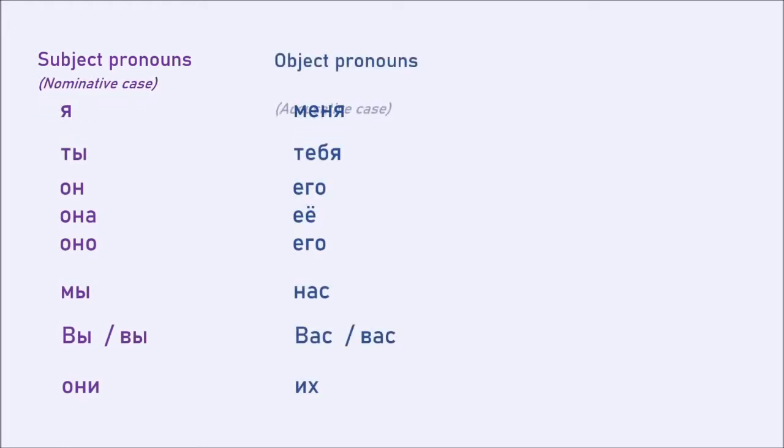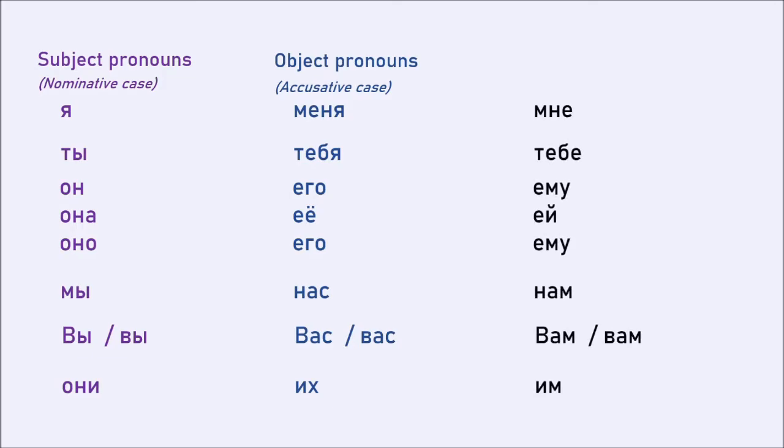You should be happy with this list of words, pronouns already. Now for the indirect object pronouns, also known as the dative case, here is the list. Мне, тебе, ему, ей, ему, also for it, нам, вам, and им. That's it. There haven't been major changes from the accusative case.